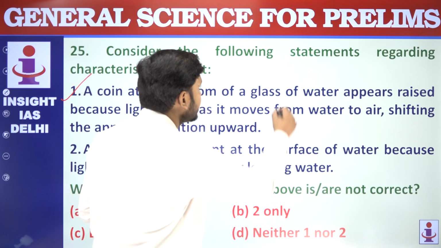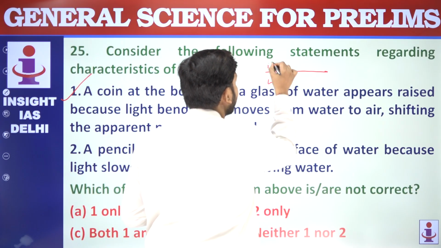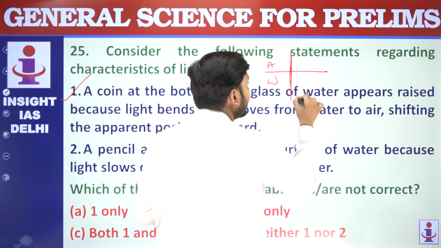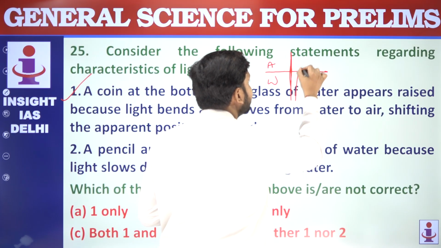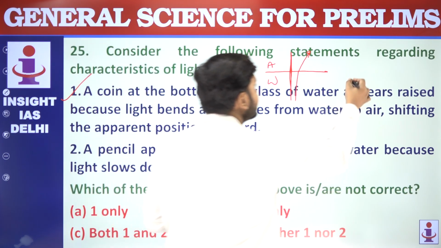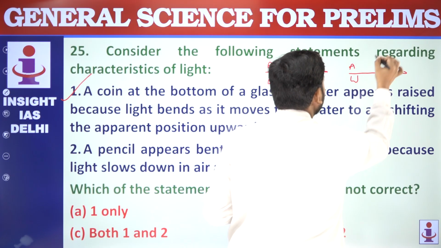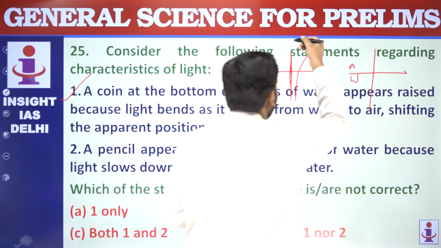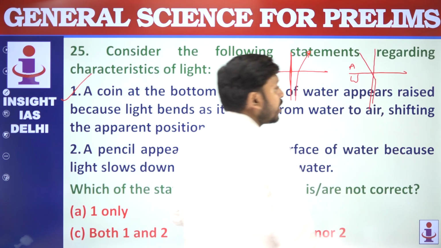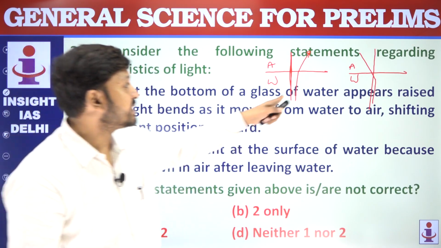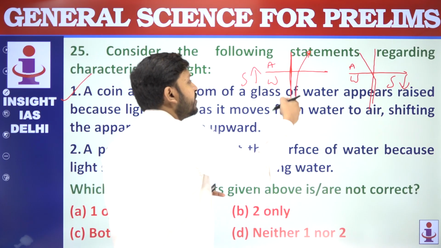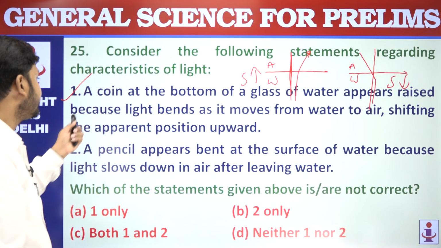For example, two mediums are there: this is water and this is air. This is the normal. When light is moving from water to air, its speed will increase when it enters into the air, and it will also bend away from the normal. Similarly, when this is air, this is water, and this is the normal, if light is moving from air to water, it will bend towards the normal, and speed will also reduce. In this case speed is decreased, but in this case speed will be increased when it is moving from water to air. So that's why this statement is right.